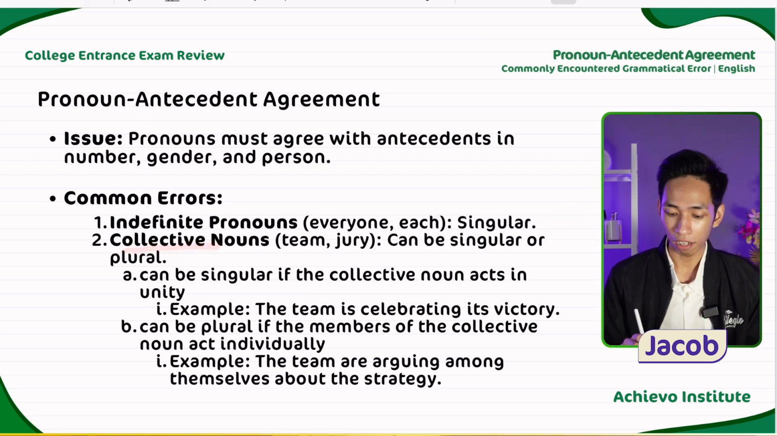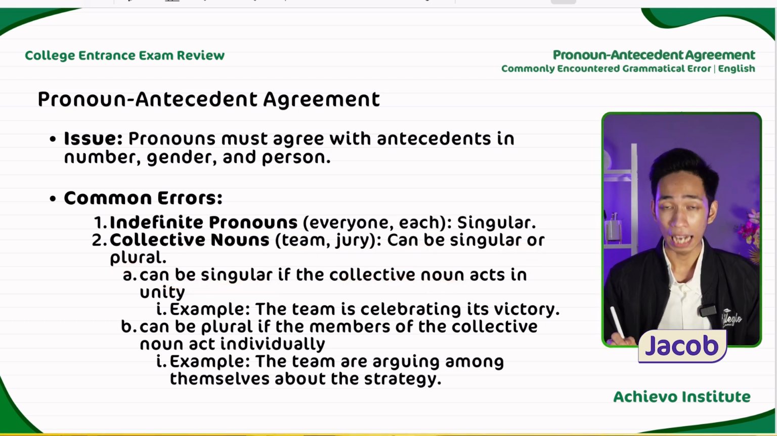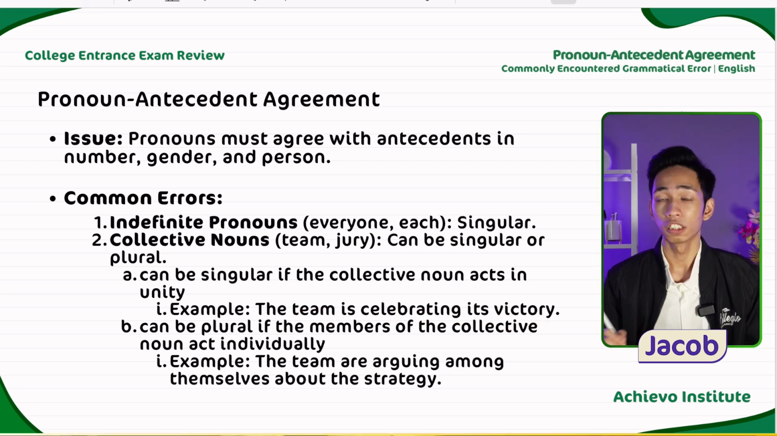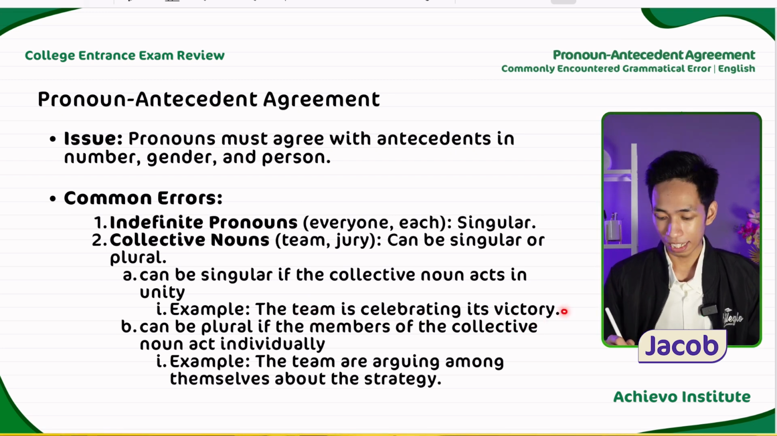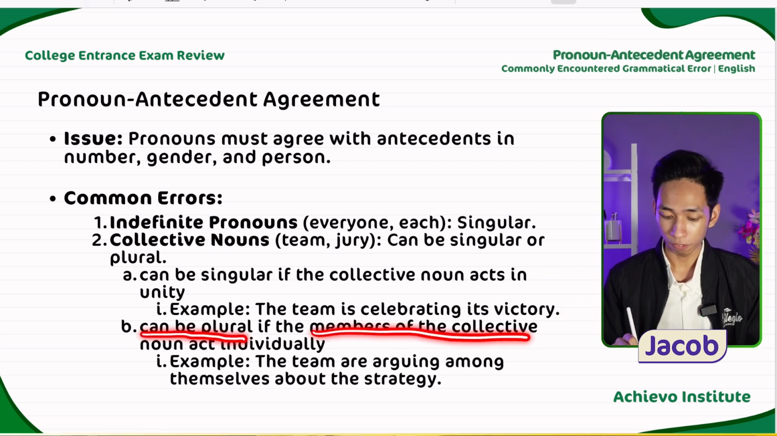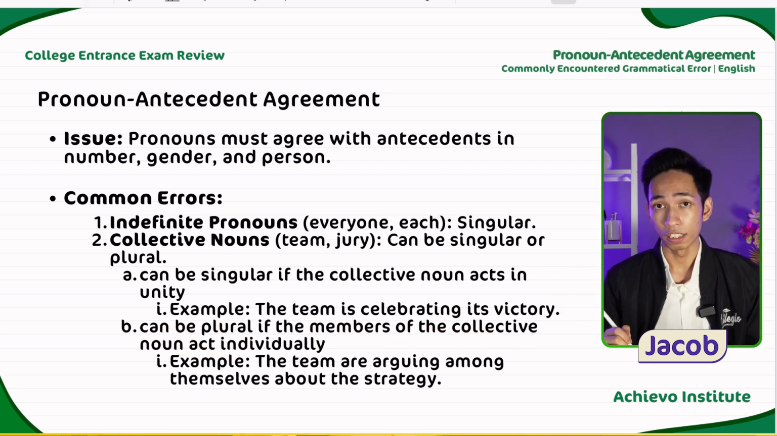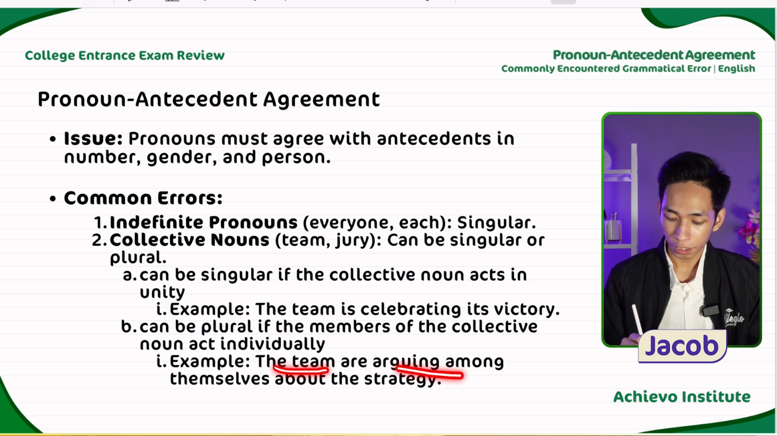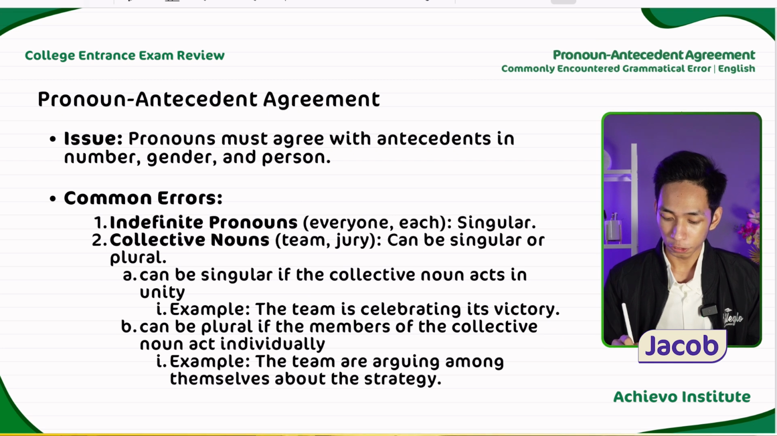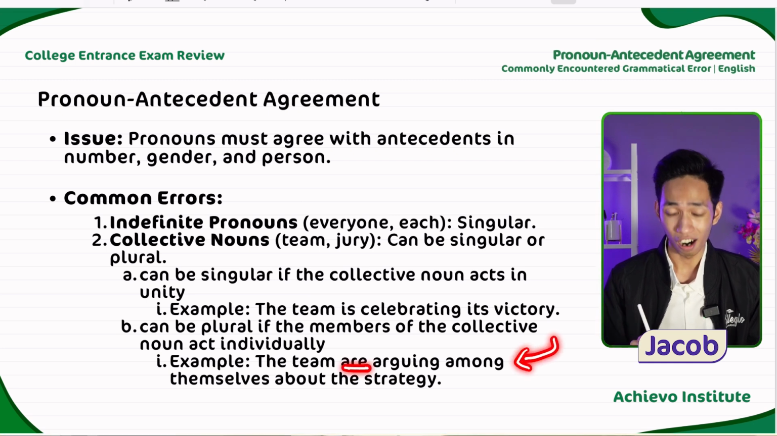Next, collective nouns can be singular or plural. For example, team and jury. They can be singular if the collective noun acts in unity. For example, the team is celebrating its victory. So the team celebrates as one, hence treated as singular. Next, they can be plural if the members of the collective noun act individually. For example, the team are arguing among themselves. So they are arguing, hence they are not acting in unity. So we must use a plural verb, are.